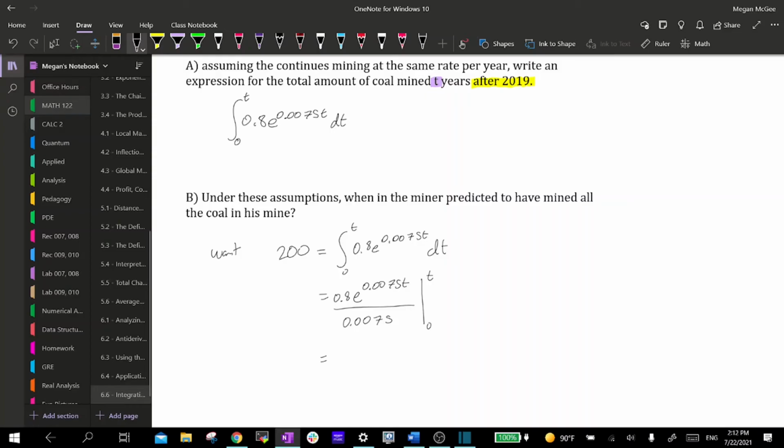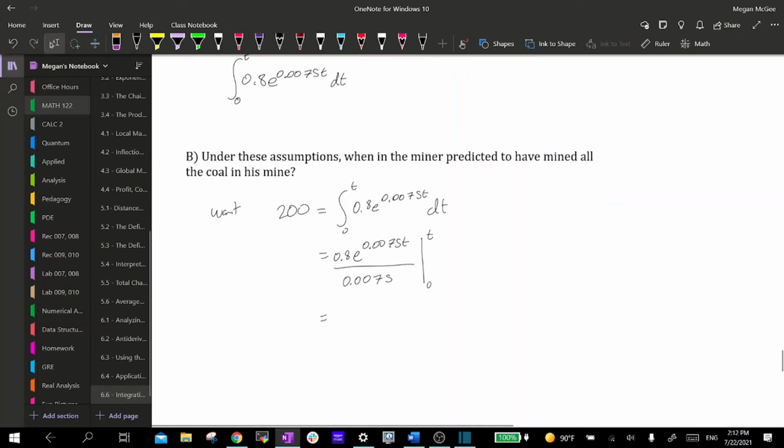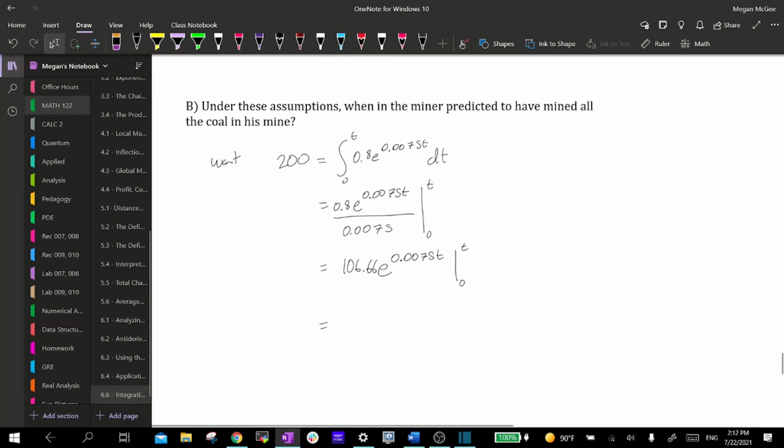Okay. So this 0.8 divided by 0.0075 gives us 106.66 times e to the 0.0075t, still evaluated from 0 to t. So let's plug in our top bound. When we plug in t, really nothing changes. We end up with our constant here times e to the 0.0075. Well, we just plug in a t where we see a t. So that's what I mean by nothing changes.